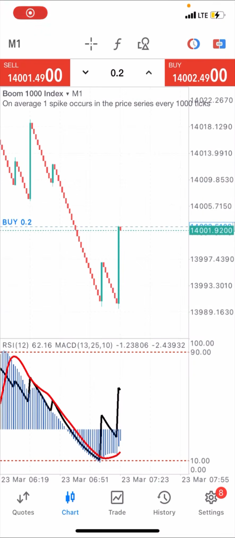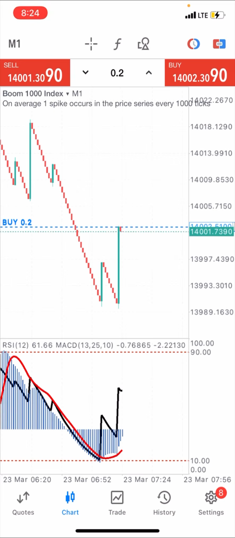Right, guys, so I just placed a couple of positions on this Boom 1000 here. I just placed a couple of positions, and that was a little too late though, but let me show you guys how you could catch spikes using this strategy, the RSI and MACD strategy that works almost 100%. You just have to ensure that you follow the instructions I'll be sharing in this video.